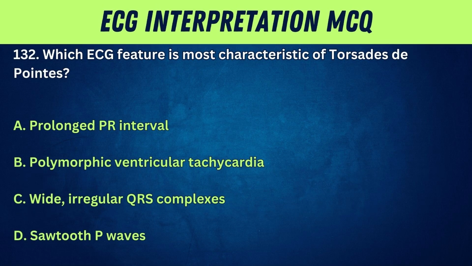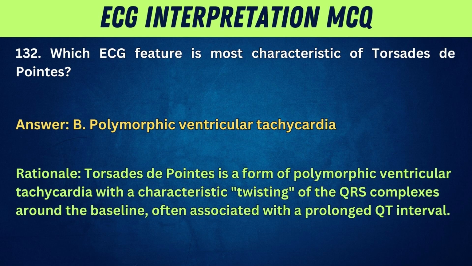132. Which ECG feature is most characteristic of torsades de pointes? A. Prolonged PR interval. B. Polymorphic ventricular tachycardia. C. Wide, irregular QRS complexes. D. Sawtooth P waves. Answer: B. Polymorphic ventricular tachycardia. Rationale: Torsades de pointes is a form of polymorphic ventricular tachycardia with a characteristic twisting of the QRS complexes around the baseline, often associated with a prolonged QT interval.